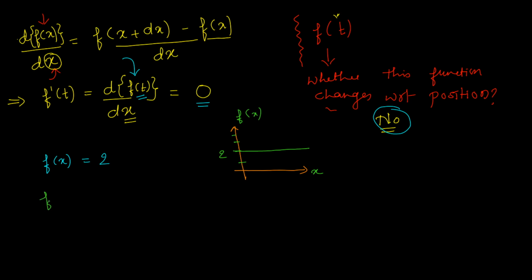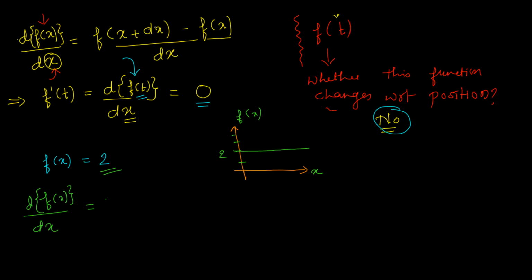So f of x, d by dx of that. If I try to find d by dx of f of x, d by dx is just a notation to write f dash of x. If I use the first principle, I'll write f of x plus dx. I'd have to substitute for the values, but look at the RHS: this function really does not have the variable x in it, right?